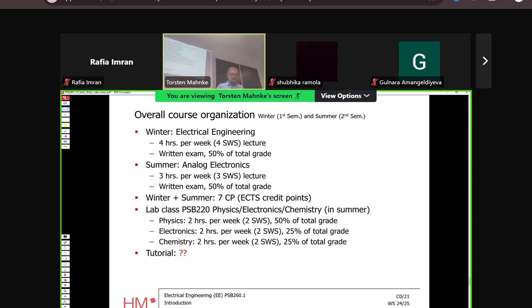There is a lab class, but this is a separate module. It's separate from the lectures. And it's a special lab class that combines 3 disciplines: physics, electronics, and chemistry. Physics has the highest weight, 50% of the entire module, and the other two parts, electronics and chemistry, will account for 25% each. But it's a different overall mark, separate from the lecture courses here.